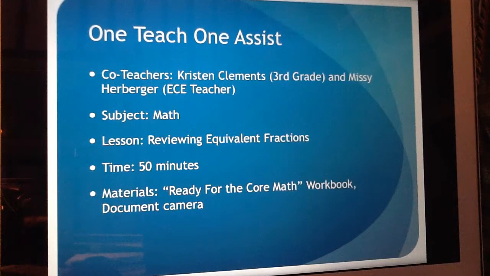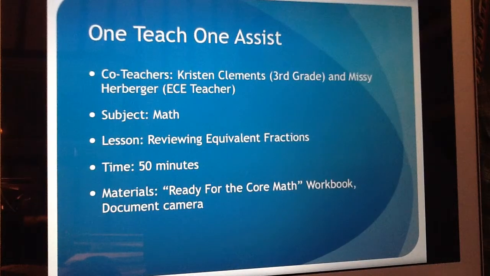One Teach, One Assist. Co-teachers are Kristen Clements, 3rd grade, and Missy Herberger, ECE teacher. The subject is math, and the lesson is reviewing equivalent fractions. The time for this lesson is 50 minutes, and the materials needed are Ready for the Core math workbook and a document camera.